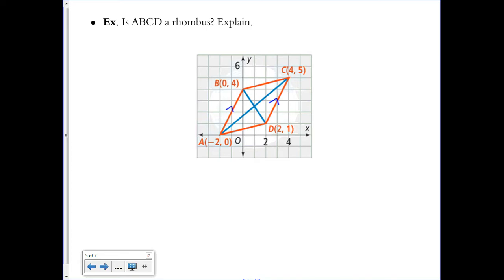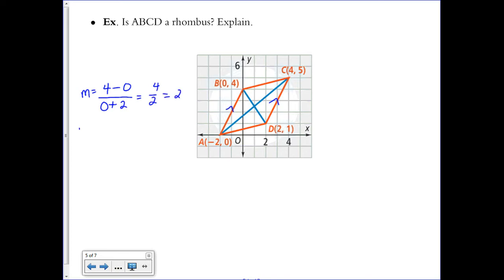So the slope of AB is y2. I guess I'll use the point B for y2. So y2 minus y1 over x2 minus x1. This ends up being 4 over 2, which is 2.